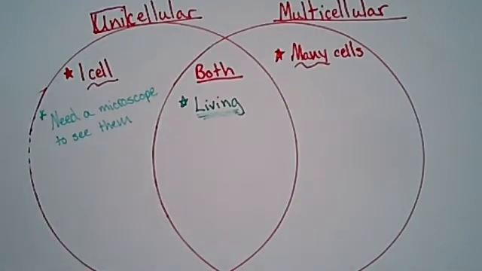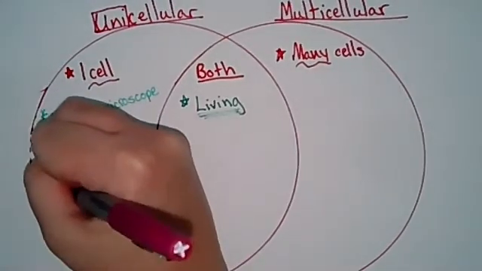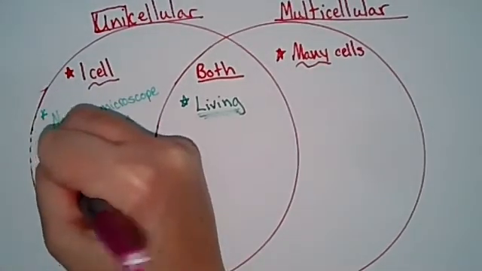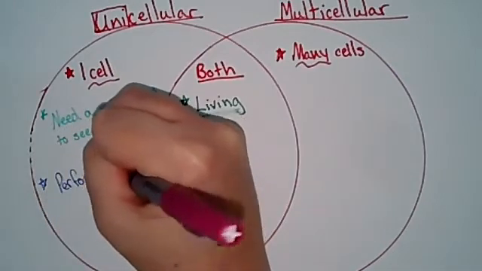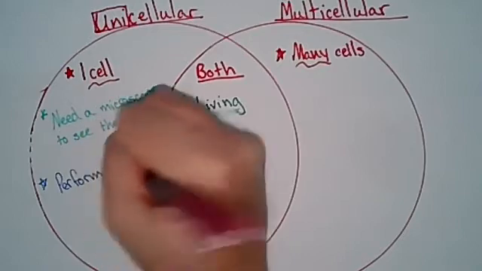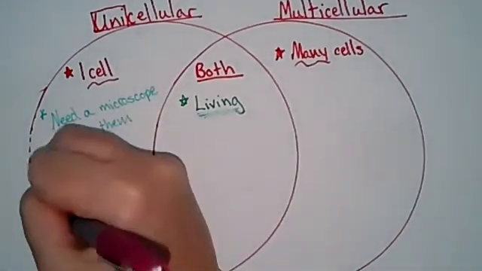Also, about a unicellular organism, I'm going to write this down here. Unicellular organisms can do everything themselves. They can stay alive all on their own. They can do everything that they need to do. So write that down here. They perform all, write that down, all of their life functions.